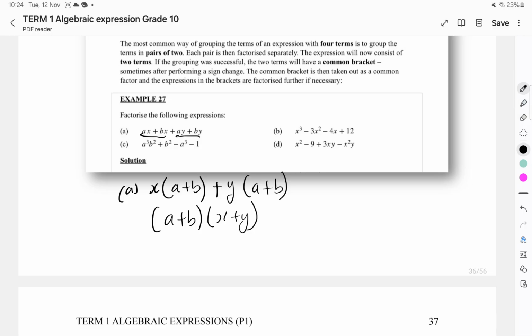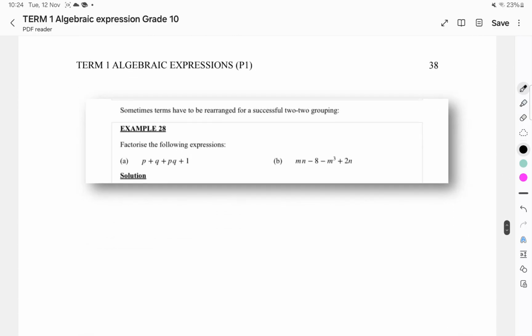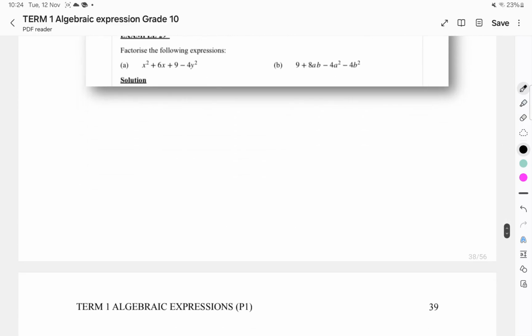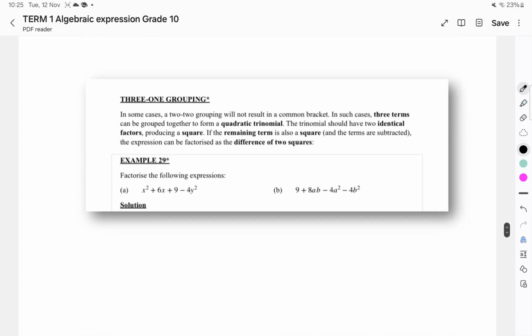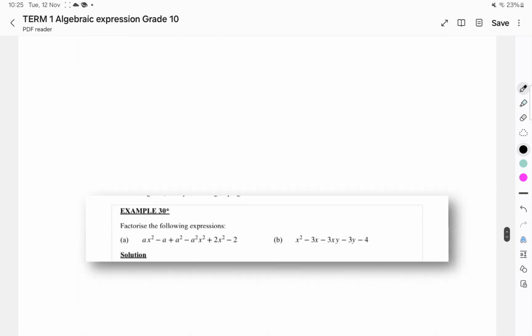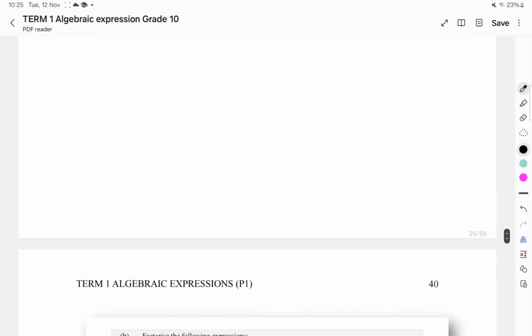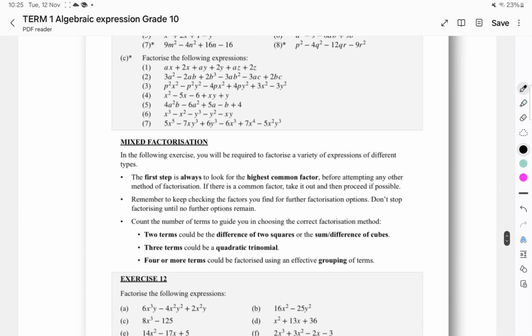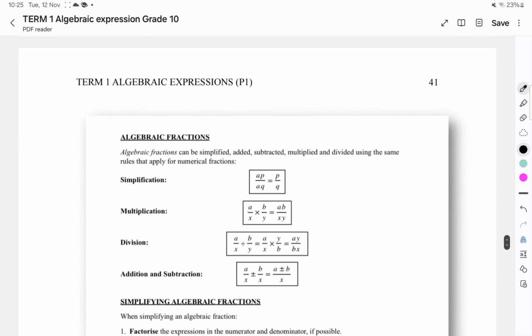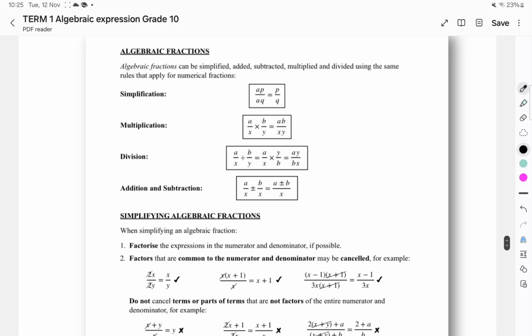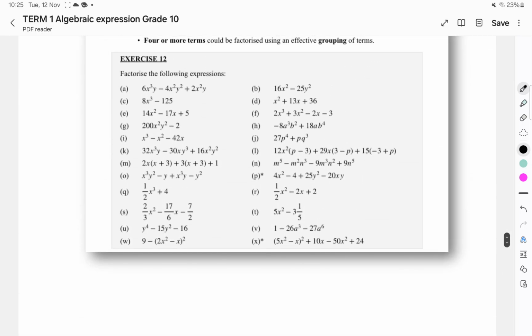You can try example number 27 on your own. Also here you're grouping, and there's the exercise for you. You can try. Then that will be all about Factorize. You can go and try past papers now to check if you did understand these 5 lessons. Thank you.